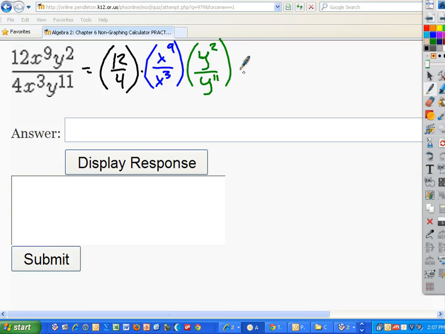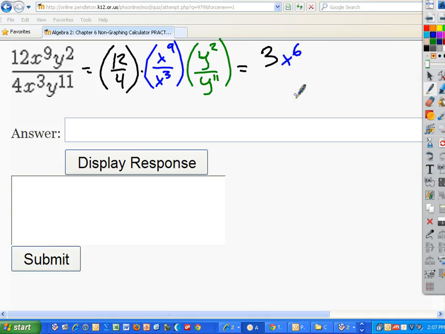Okay. So, what do we get? 12 over 4 simplifies to what? 3. Okay. x to the 9th over x cubed simplifies to x to the 6th. Piece of cake.